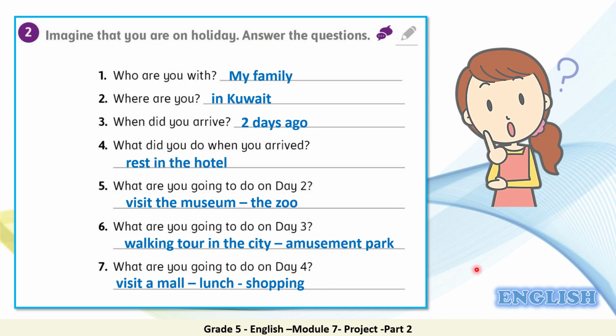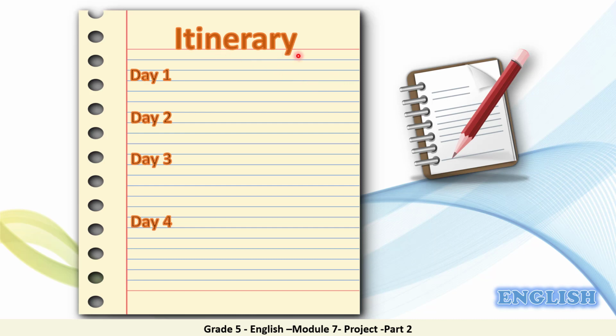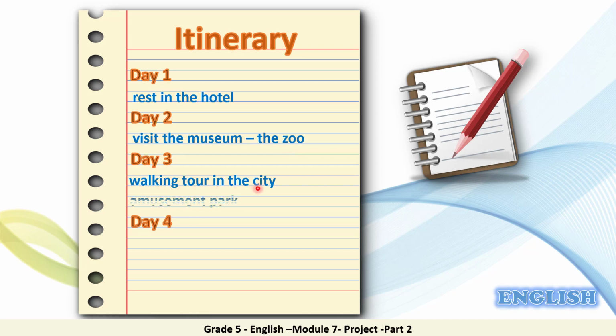Guess what I'm gonna do next? I am going to use these ideas to make an itinerary. Do you remember it? This piece of paper on which we write a list of the places and activities we're gonna do during the trip. Here on day 1, we write rest in the hotel, and on day 2, visit the museum and the zoo. On day 3, walking tour in the city, amusement park, and on day 4, visit a mall, lunch, and shopping.